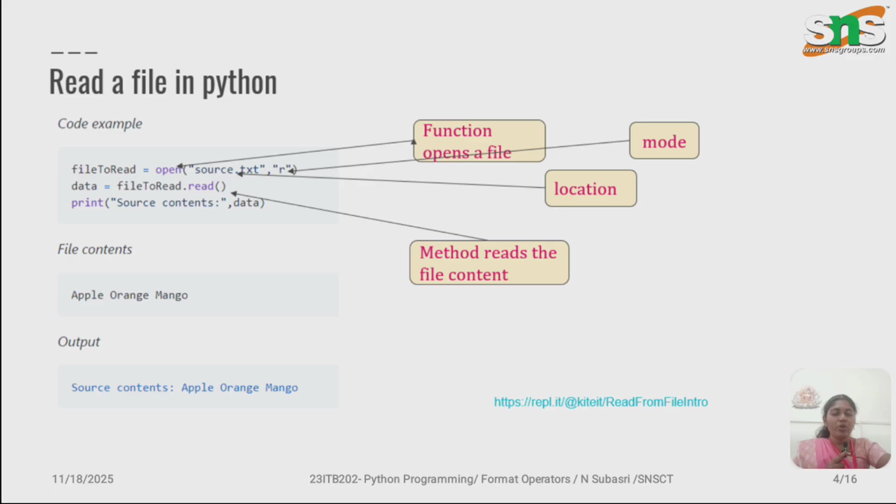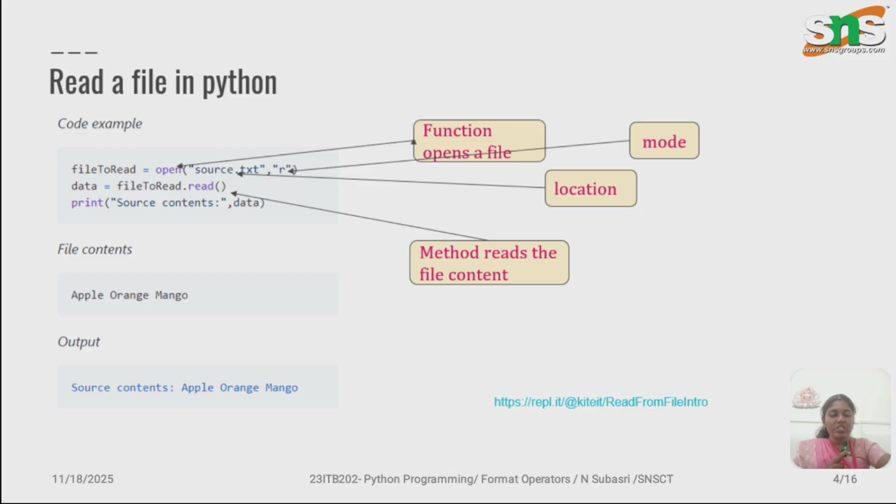Getting into the topic format operator, the first thing we need to know is how to read a file in Python. For that, the code has been written. First we give the file name as file to read, and to open a file we use the open command. Inside it we give the file we are going to open, that is, the file name source.txt. Inside it we are going to read the content, and with the read command we read what is present inside.